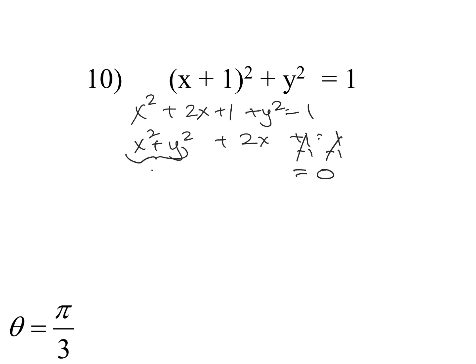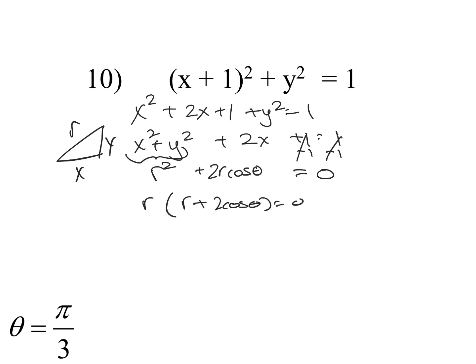This is r squared, so we can actually replace both x squared and y squared simultaneously using, essentially, our Pythagorean theorem definition, x, y, and r. And x, like I said previously, is r cosine theta in polar coordinates. So by factoring out an r, we get these two results.